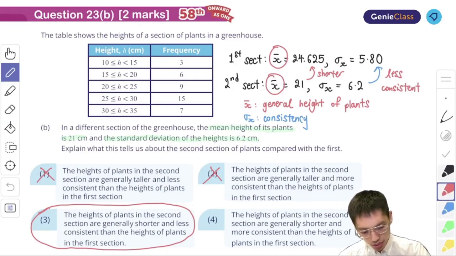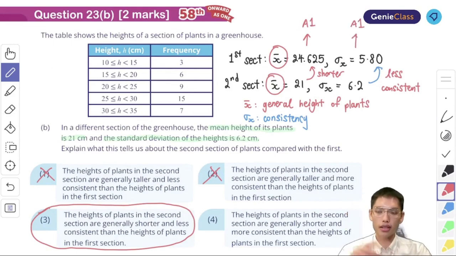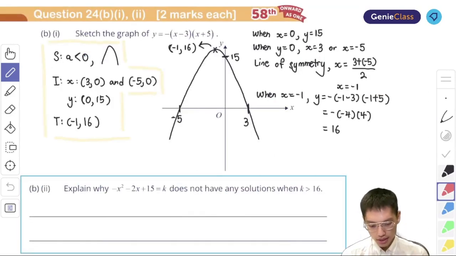Okay, why is this 2 marks? 1, to compare the mean. 1, to compare the standard deviation. That's why 2 marks. Okay, next one, to finish up the rest. Okay, what are the rest over here?